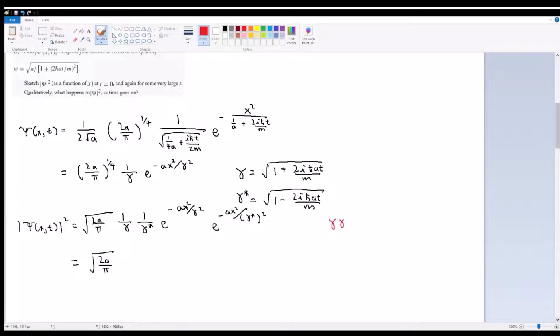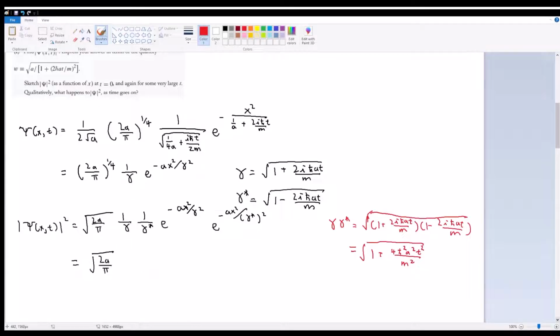Gamma times gamma star is going to equal the square root of 1 plus 2i h bar at over m times 1 minus 2i h bar at over m. These are just complex conjugates of each other, so they multiply out to become real. This is going to give us the square root of 1, and then minus 2i h bar at over m plus 2i h bar at over m. Those two cancel. What we're left with is plus 4 h bar squared a squared t squared over m squared.